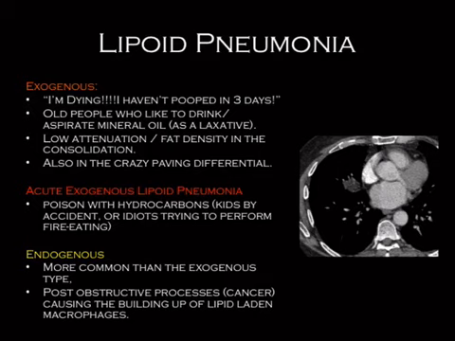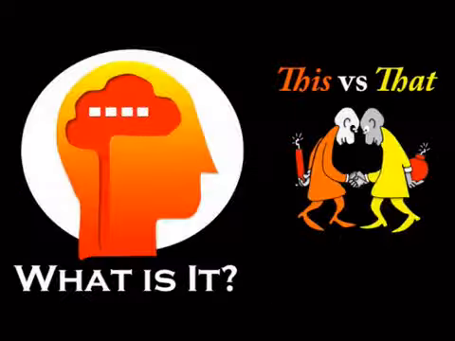And then there's also a more common type that's not even thought about, which is a lipoid pneumonia occurring in the setting of a cancer or some other post-obstructive process, where you end up having lipid-laden macrophages building up in this post-obstructive situation.